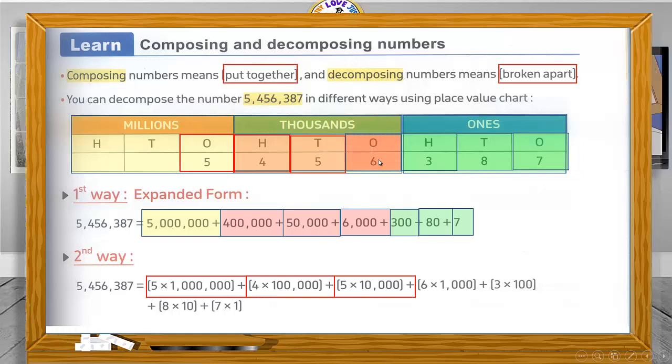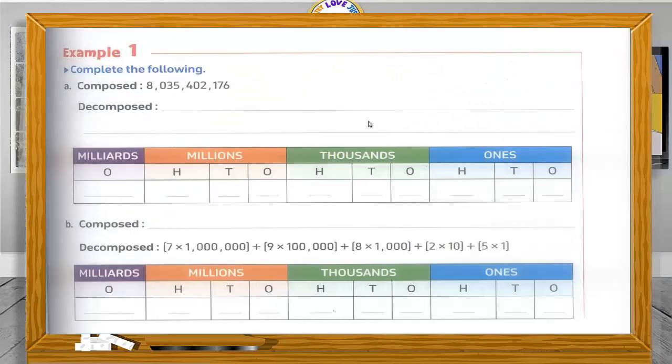Here we have 6 in the thousands place, meaning you should multiply 6 times 1,000. 3 in the hundreds place, multiply 3 times 100. 8 in the tens place, you should multiply 8 times 10. And 7 in the ones place, multiply 7 times 1. Now we can decompose this number in two ways: expanded form, and multiply by 10, 100, 1,000 and so on.